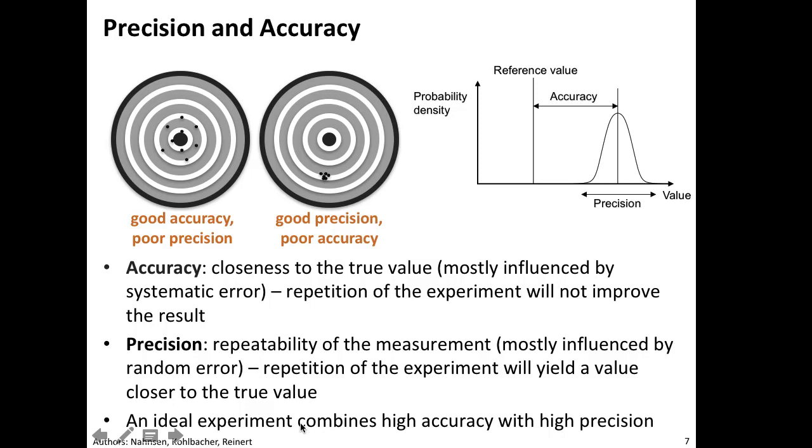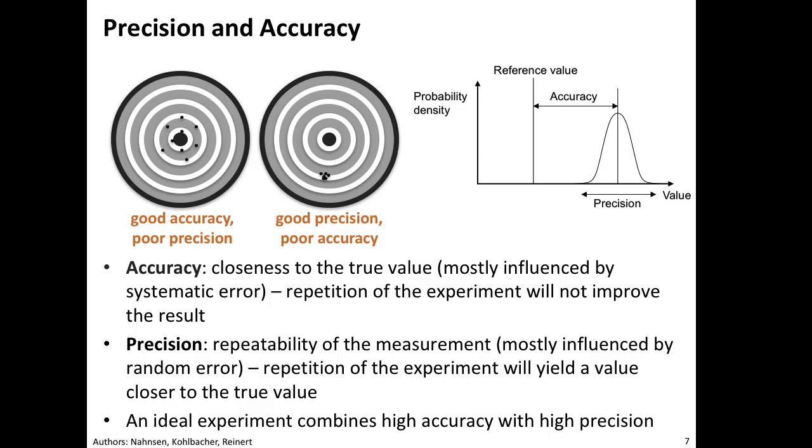I try to illustrate that here with this target. Every dot here is some sort of measurement that we made, and here in the bullseye, that is our true value that we want to have. Now, if you hit the same spot over and over again, but it's just not your bullseye, then you have very good precision, because you're measuring the same thing again and again, but you have poor accuracy. So precision is something related to reproducibility, and the accuracy is something related to the distance from the true value.